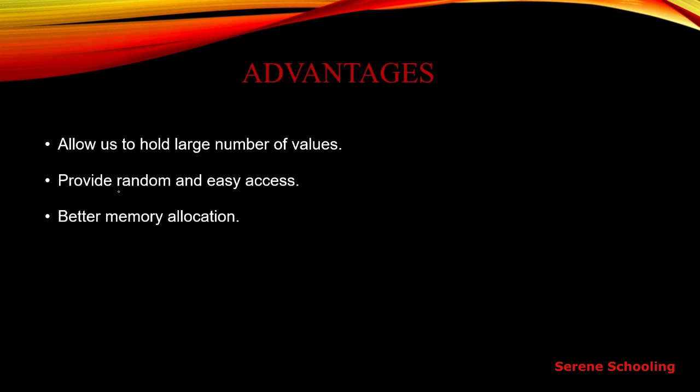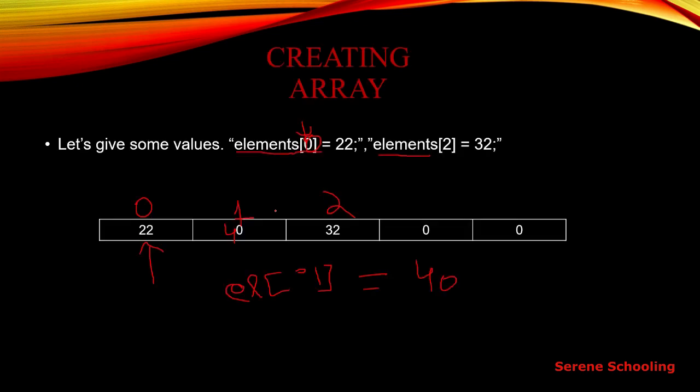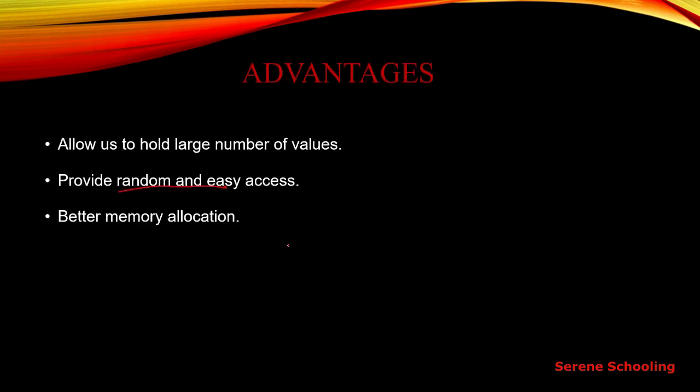Now, one more is that it provides random access. So what do we mean by random access? By random access we mean we can change any element of it. For example, suppose you want to change a value at the third index, you can directly access the third index by writing elements and the index of 3. If you do this, you can simply change the value of it. You don't have to go through the whole array to change one value. You can randomly access any index and store a new value in it. So this is what random access means.